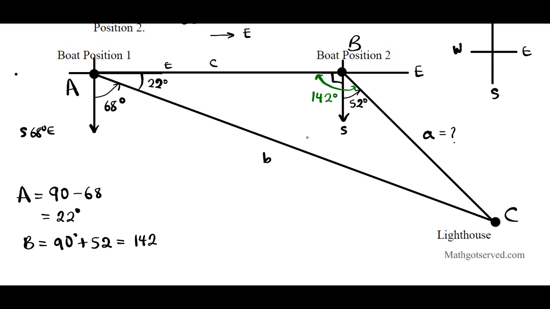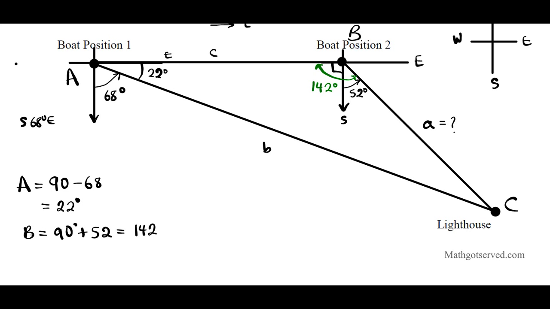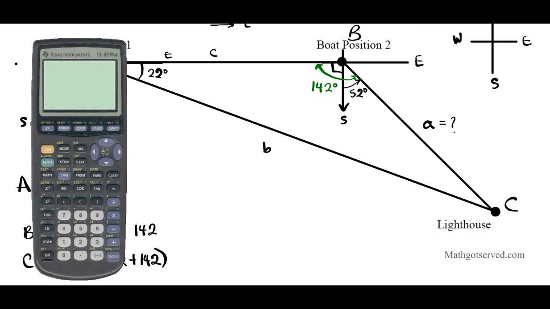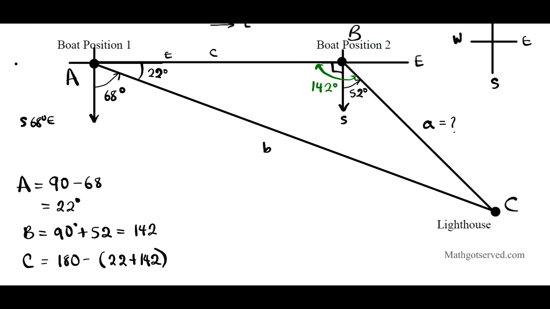All right, now, can we figure out angle C? Absolutely. Since we have two angles, A and B, we can figure out angle C using the triangle angle sum theorem. So angle C is going to be 180 minus the sum of the other two, 22 plus 142. Let's compute that in our calculators real quick: 180 minus 22 plus 142. And our final answer is 16 degrees. So the measure of angle C is 16 degrees. Okay, so we have AAA in this scenario.